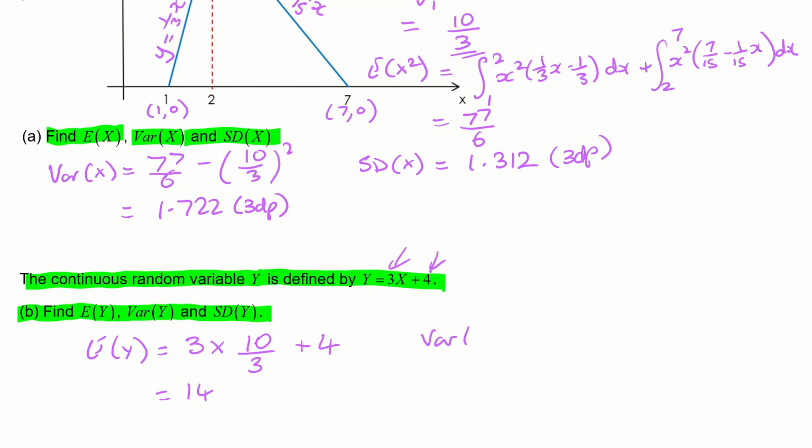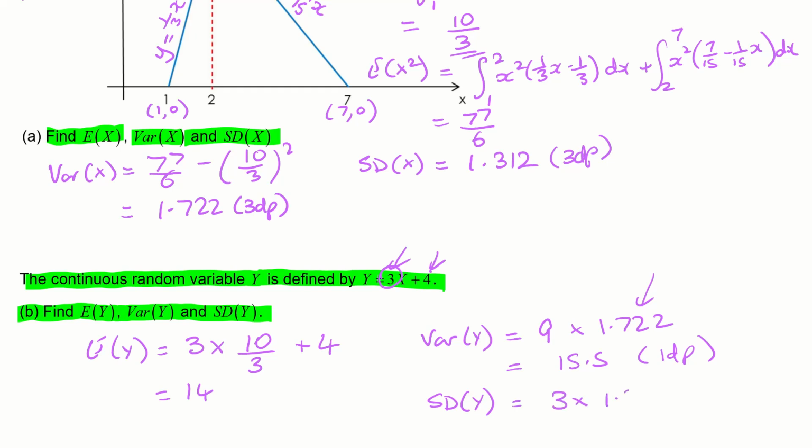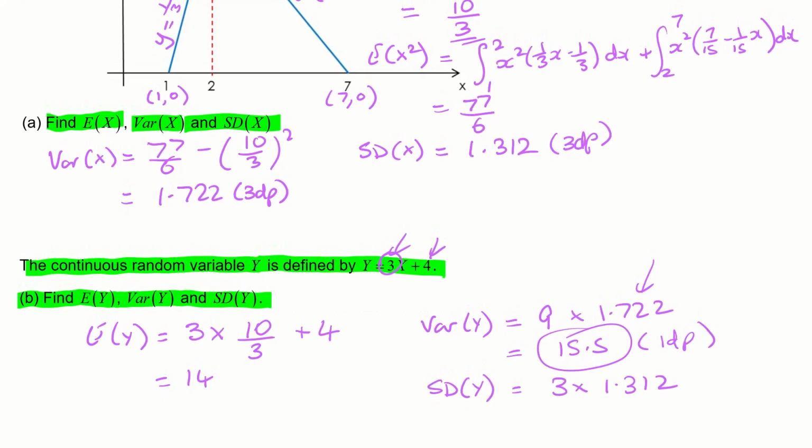The variance of y is going to be 3 squared times 1.722. I used the whole value on the calculator, I think, and that gives me 15.5 to 1 decimal place. And then the standard deviation of y is going to be 3 times 1.312, or the square root of the last answer, and that is 3.937, which I've given to 3 decimal places.